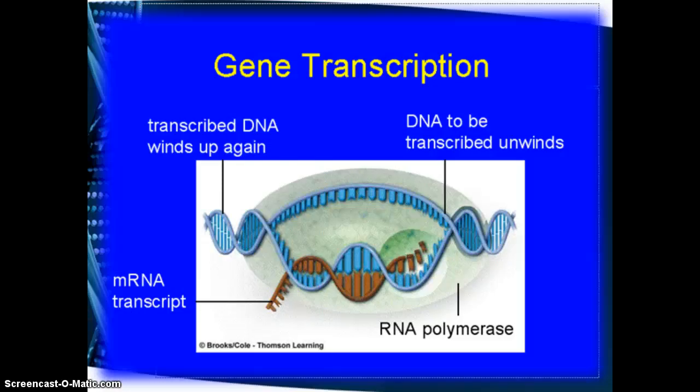Here is just another visual of this. As we notice, the DNA is going to unwind. We have our RNA polymerase, which is the one that starts this, and then we end up with a strand of RNA coming out. And notice our DNA is going to wind back again after we've copied that one piece. So we're almost done with this idea of transcription. We have a few more pieces in here.